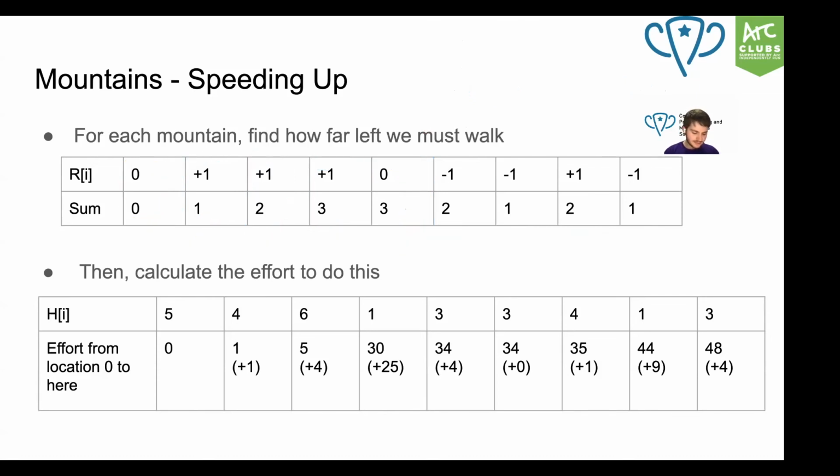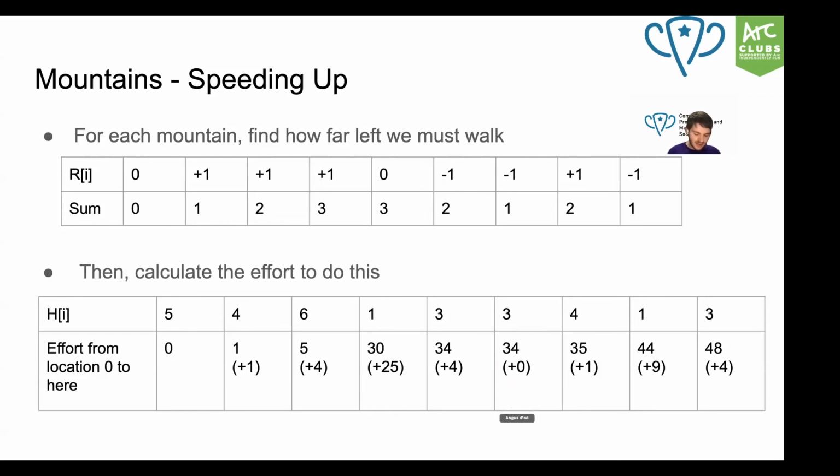Let me know if that doesn't make sense. But this takes linear time to work out for each point, how far left must we walk? The next thing we want to calculate is, well, how much effort does it take to do that? To do this, we use another thing called a prefix sum, where the value here corresponds to the effort taken to walk from the start to that location.